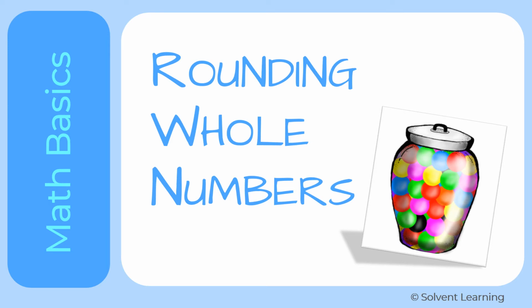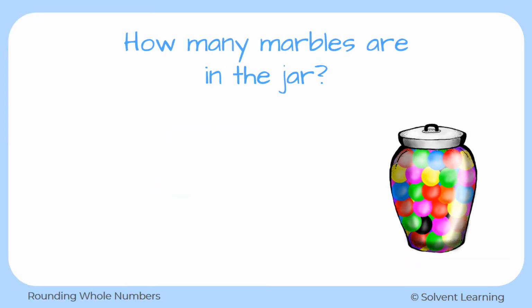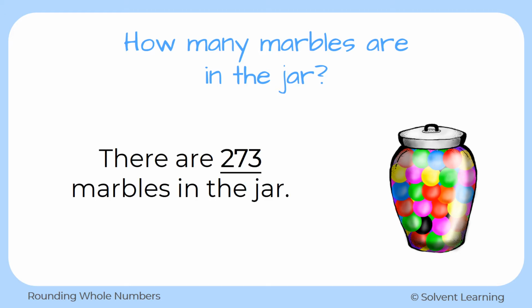In this lesson, we're going to look at different ways that we can round whole numbers. Let's say, for example, that we want to figure out how many marbles are in this jar. If we want to figure out exactly how many there are, we can empty out the jar and count each marble one by one. And maybe we come up with 273. We could say there's exactly 273 marbles in the jar.